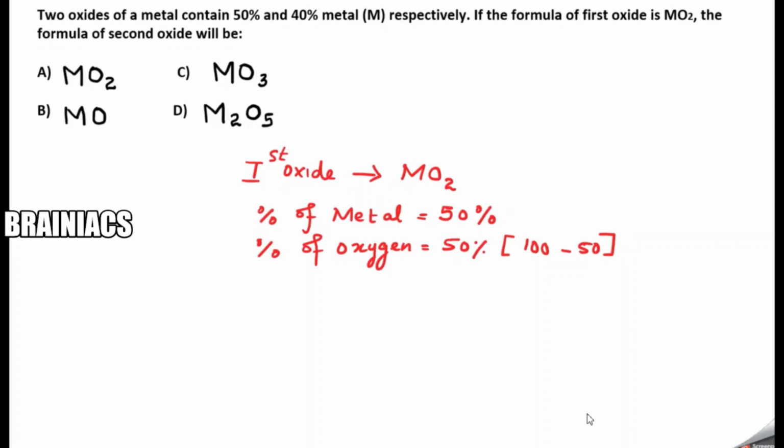So from this, what is the meaning actually? Percentage of metal is 50% means what actually? So we know the mass percentage formula, right? So I can write mass percentage of metal is equal to 50%. That means 50 gram of metal is present in 100 gram of the metal oxide. Correct. So that is the meaning of that. So I can say mass percentage of the metal is equal to 50%. Correct.